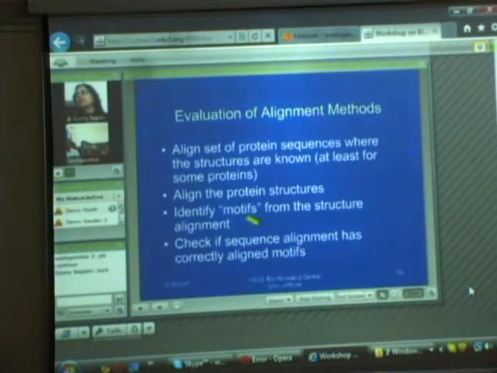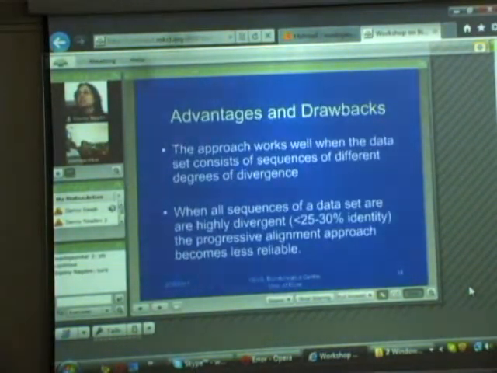Then you can identify the motifs from the structure alignment, the parts of the sequences which form very well-defined motifs like the helix-turn-helix motif, for example, or a Rossmann fold and so on. So identify those motifs and again verify whether these motifs are conserved. And finally, you can check if the sequence alignment has correctly aligned motifs. So that is how one can verify the accuracy, the correctness of the multiple sequence alignment.